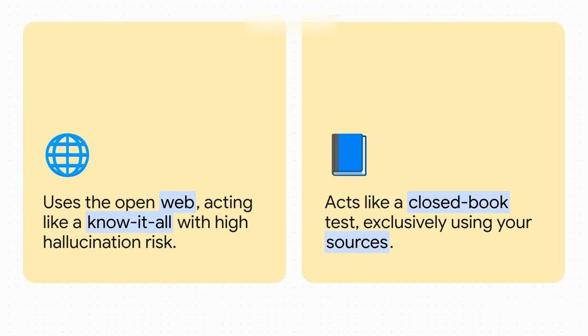And you know, this brilliantly illustrates the difference. On the left, a standard generic AI basically uses the entire open web. It acts like a know-it-all, which means there's a really high risk it might just invent a fact to please you. But on the right, we have NotebookLM. Think of it exactly like taking a closed book test. You hand it a stack of notes, and it is physically incapable of looking outside that stack to answer your questions. Best of all, every single claim it makes comes with a clickable citation right back to your exact documents.